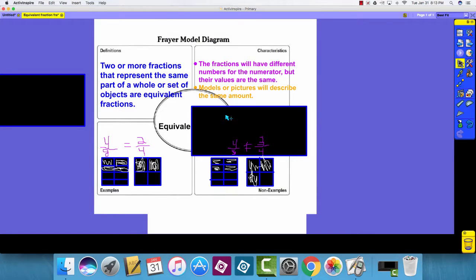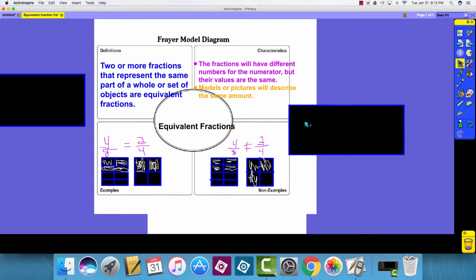Models or pictures will describe the same amount. So if you have a model, think about your fraction circles. When we would show 1/2, it's still showing that same amount, okay? So equivalent fractions are equal to each other. Pause the video and go ahead and write down this last definition here. Okay, I'm going to assume that you did that. Now let's look at some examples, okay?